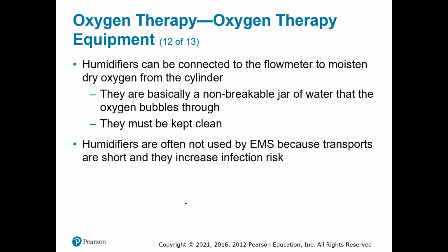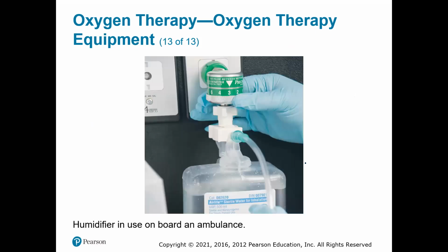Humidifiers can be connected to the flow meter. It makes the oxygen that's being delivered more humidified. It really helps when you have a hypothermic patient. You can have heated and humidified air, because that humidified air will actually go in and warm up those lungs, so the person can warm from the inside out. So this is a humidifier. Oxygen goes in, goes down through here and then up, so it picks up a little bit of water.